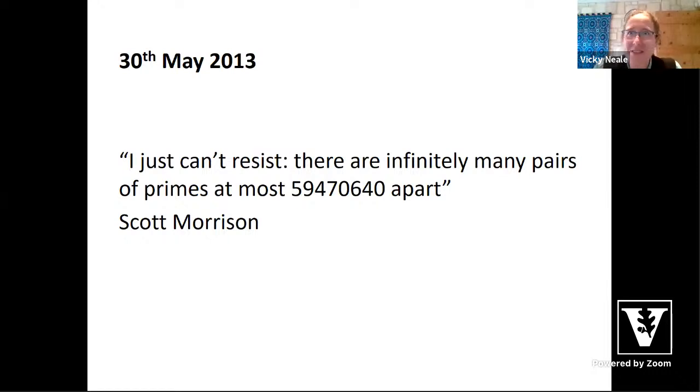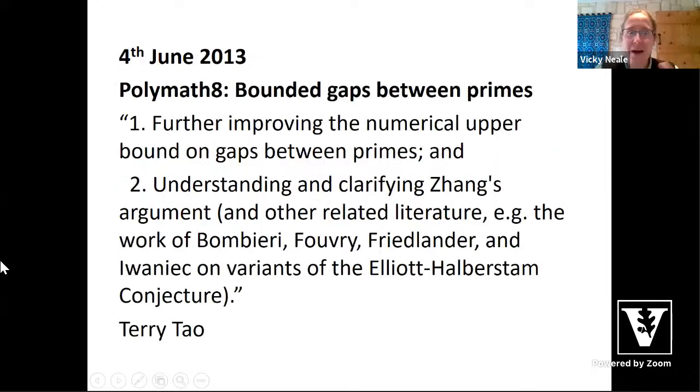Polymath is kind of Tim Gowers' attempt to answer the question, is massively collaborative mathematics possible? Is it possible for lots of people to come together and work together on a problem and solve it? Maybe they wouldn't have been able to solve it individually, but by working together, they could solve it, using the internet to facilitate that. So just a short while after Zhang's work came out, and then Scott Morrison, another mathematician called Terry Tao suggested having a polymath project on it called Polymath 8, and it's called Bounded Gaps Between Primes.